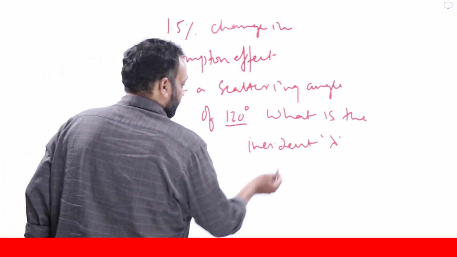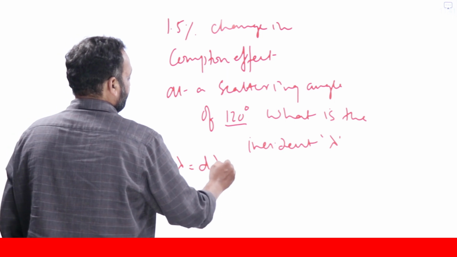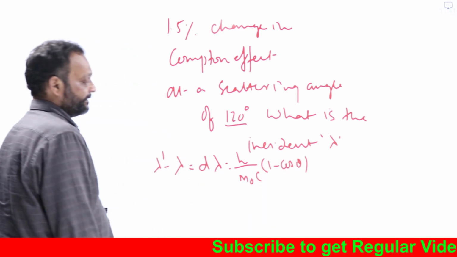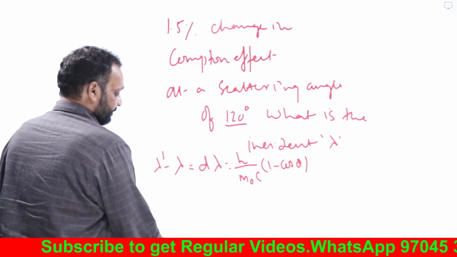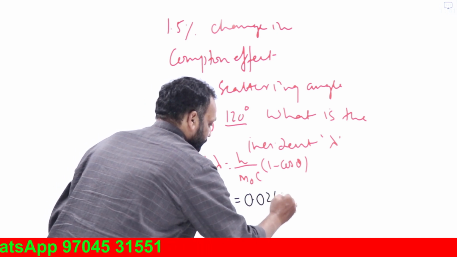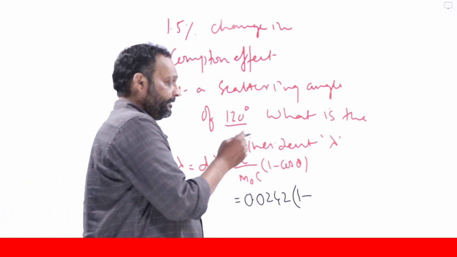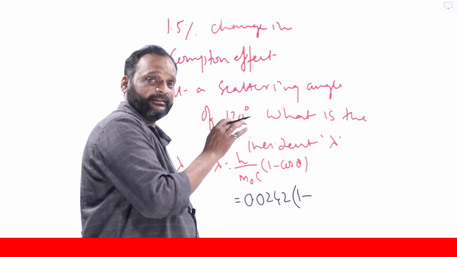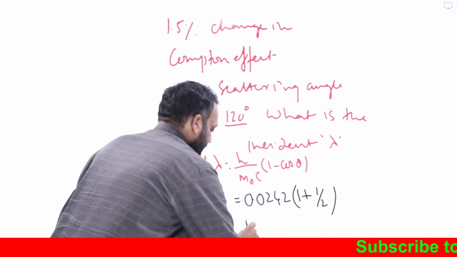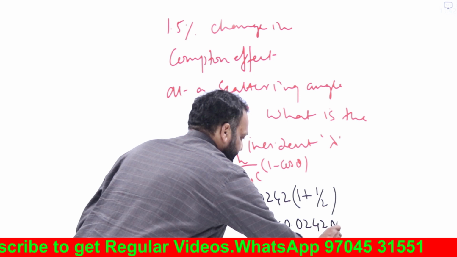So how do we proceed? Lambda dash minus lambda is equal to d lambda, which equals h by m naught c into 1 minus cos theta. h by m naught c is known as the Compton wavelength, as I told you. Its value is 0.0242 angstroms, into 1 minus cos 120. Cos 120 can be taken as cos of 90 plus 30, which is minus sin 30. Sin 30 is half, so 1 minus minus half gives plus half, that is 3 by 2 into 0.0242 angstroms. This is d lambda.